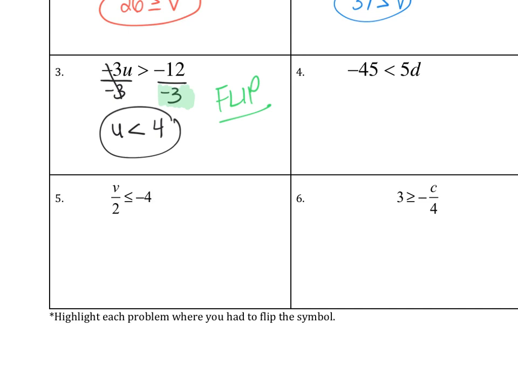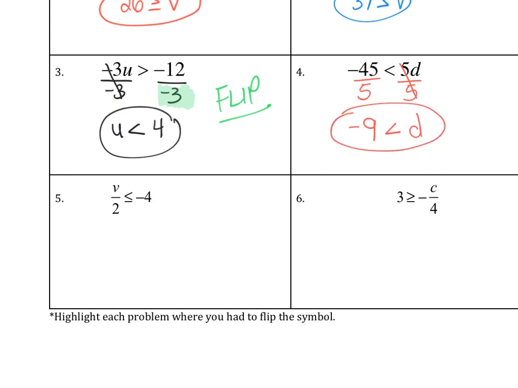We have -45 is less than 5d. Okay? 5, what's happening to the variable? It's being multiplied by 5. So I'm going to do the opposite. I'm going to divide both sides by 5. Now, since 5 is not a negative number, it has no effect on my inequality symbol. So my final answer here would be -45 divided by 5 is -9. Keep the less than symbol because it didn't get divided by a negative, and keep the d. There's your final answer. Okay?